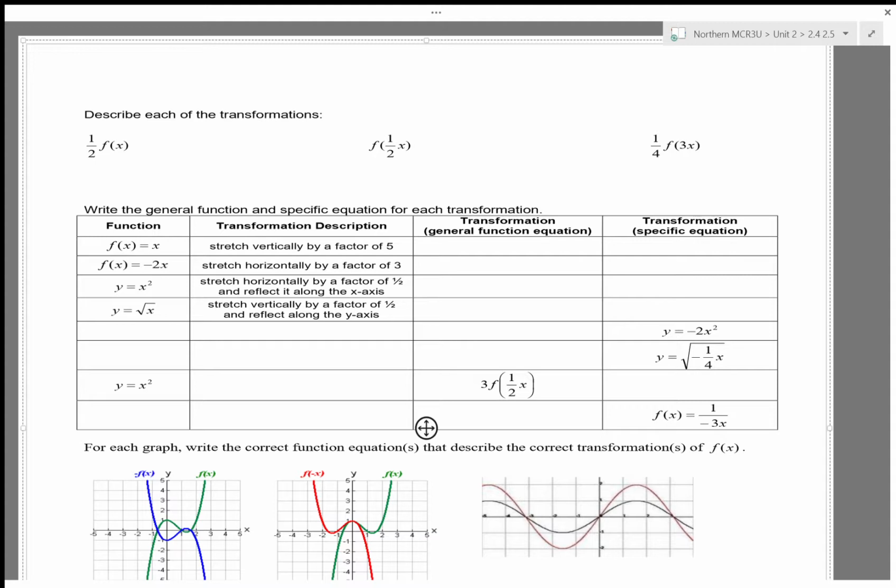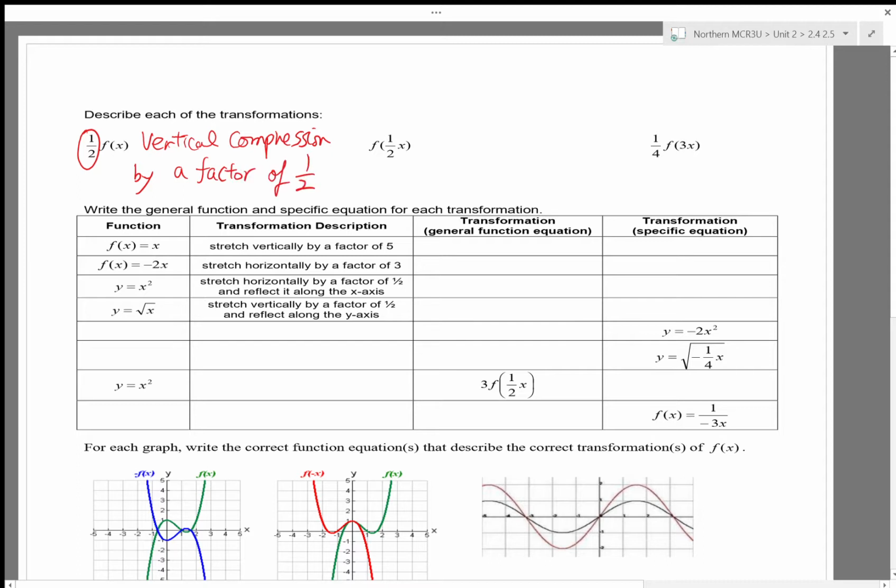Okay, so here, describe each of the transformations. It's the 1 over 2 sitting in the front, outside of the function. So this basically affects the y value, meaning it is the vertical compression by a factor of just as it is, right? 1/2. For the a value, as it is.